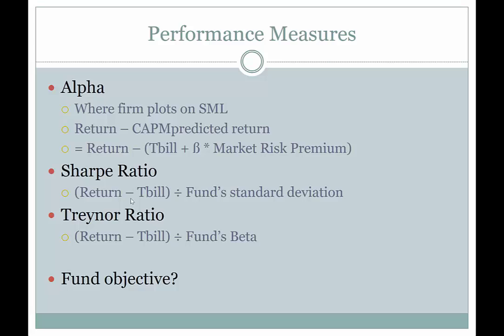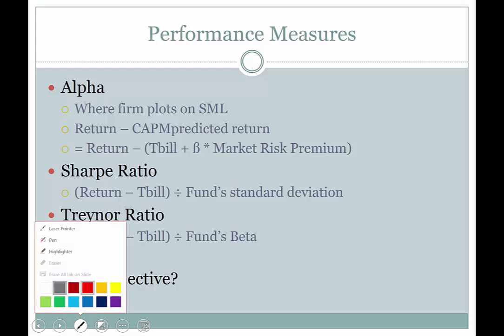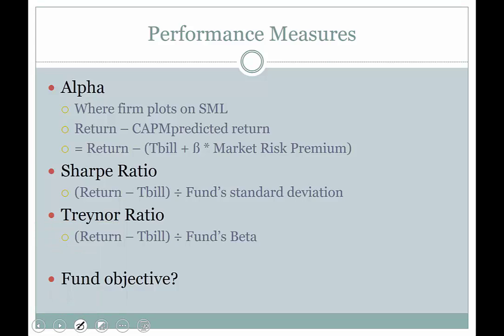So alpha is where the fund plots on the securities market line, the equation of the CAPM. So as you know, the equation of CAPM looks like this. This is the T-bill plus the beta times the market risk premium. And I take the return and I subtract that CAPM predicted return from the return on the stock.